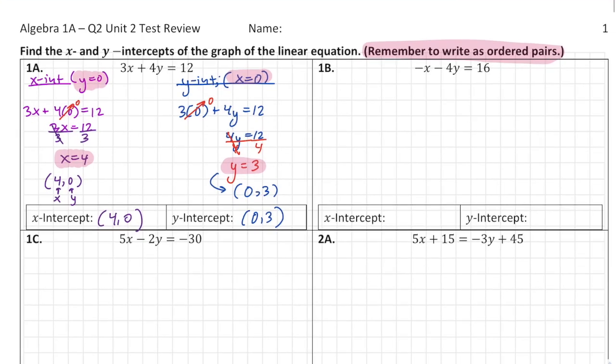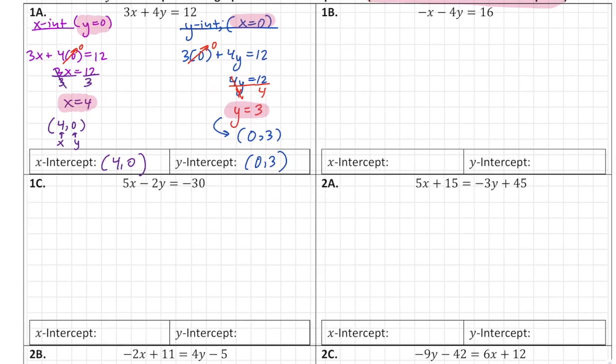All right, moving on, let's try something like 2A. Now notice the difference between 1 and 2. Everything, like our x's and our y's, were already on the left side. They're actually in standard form for 1A since the 3 is positive. For 2A, I've got x's on the left and I've got the y's on the right, and that's totally okay. I'm still going to do the same thing. I'm going to either set my y equal to 0 or I'm going to set my x equal to 0, depending on which intercept I'm looking for.